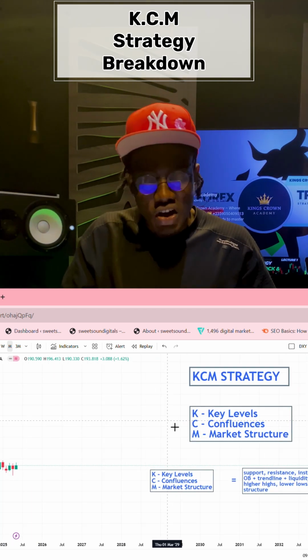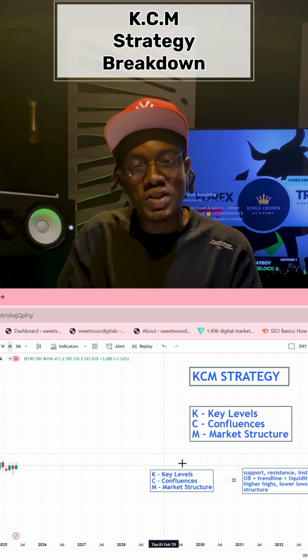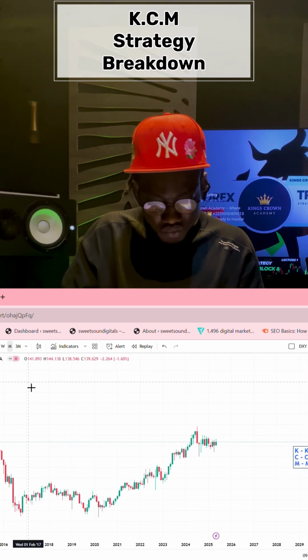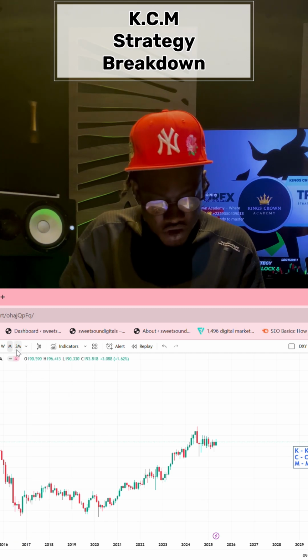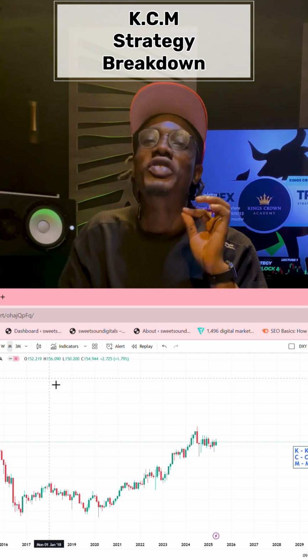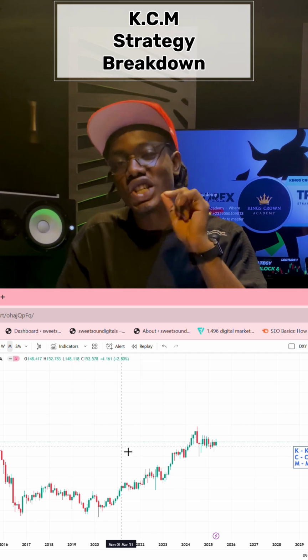Now let me go over this. This is a GBP JPY chart. Let's just run through the steps. On the monthly time frame, we want to do the first step of the KCM strategy, which is key levels.